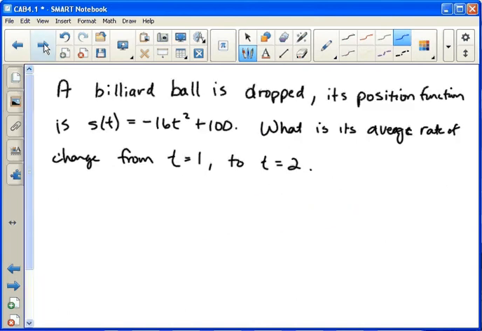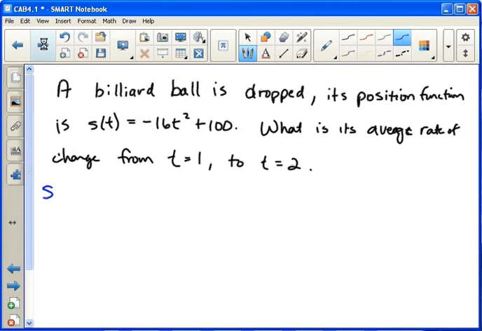So let's look at this example. A billiard ball, that's like a pool ball, like a cue ball or an 8-ball, is dropped. Its position function is s of t equals negative 16t squared plus 100. What is the average rate of change from time 1 to time 2? So again, we're asked to find an average rate of change, and we're doing so over an interval of time from time 1 to time 2. To do this, we need to use the slope formula. That means we need ordered pairs.